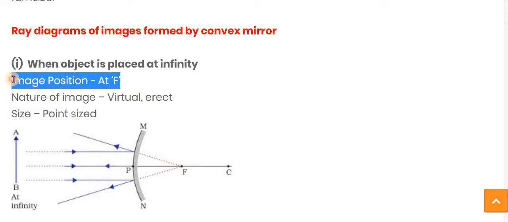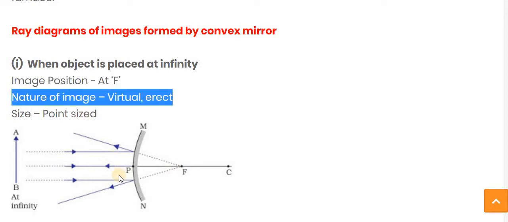So the image position that we get, if we are keeping our object at infinity, is at the F, meaning the focus, same as a concave mirror. But here it is not the same side. Here we get the image at the back side of the mirror. And another thing, it is not actually meeting, it is an imaginary line. So as the actual meeting of the rays does not occur, it is a virtual one, and the image is erect.